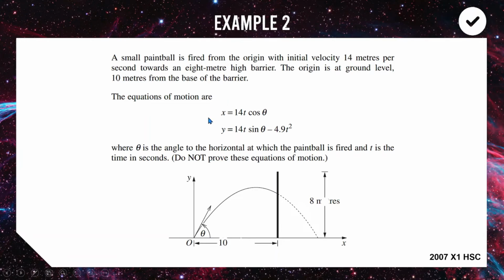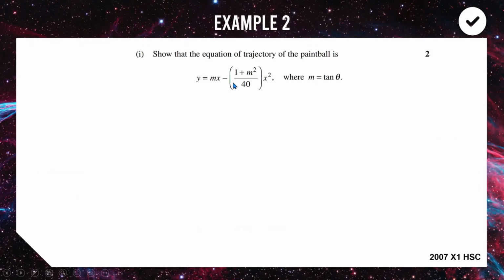They've given us the equations of motion. We don't need to prove these. They've already derived them for us, which they usually do. Okay, now we're going to use these equations. So the height of the wall is 8 meters, in case you were wondering. Part 1, show that the equation of the trajectory of the paintball is equal to this.